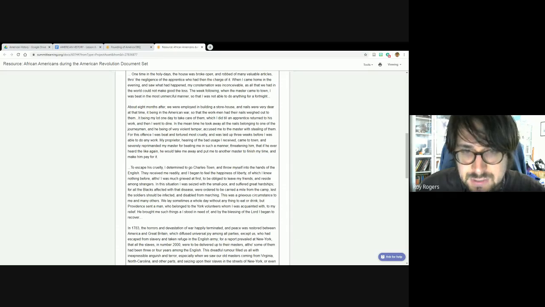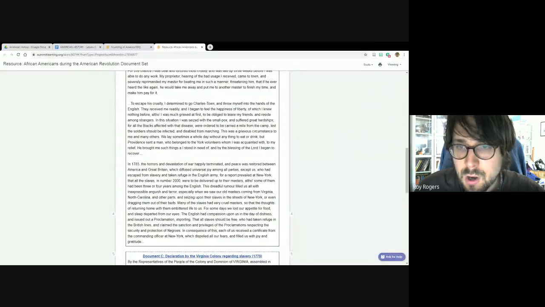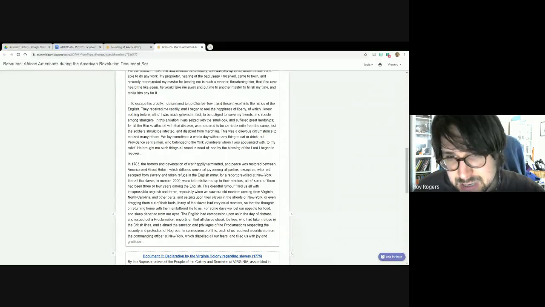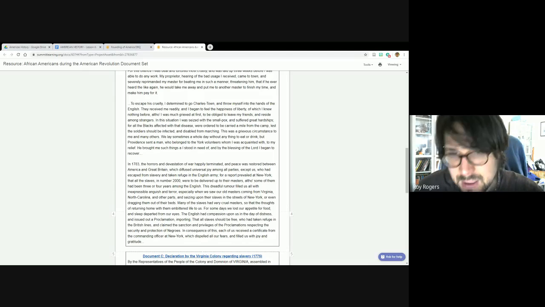In 1783, the horrors and devastation of the war terminated, and peace was restored between America and Great Britain, which diffused universal joy among all parties except us, who had escaped from slavery and taken refuge in the English army. For a report prevailed at New York that all the slaves, in the number of 2,000, were to be delivered up to their masters, although some of them had been 3 or 4 years among the English. This dreadful rumor filled us all with inexpressible anguish and terror, especially when we saw our old masters coming from Virginia, North Carolina, and other parts, and seizing upon their slaves in the streets of New York, or even dragging them out of their beds.